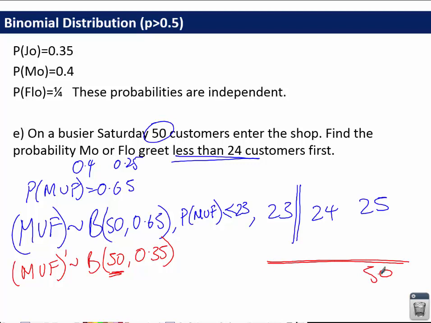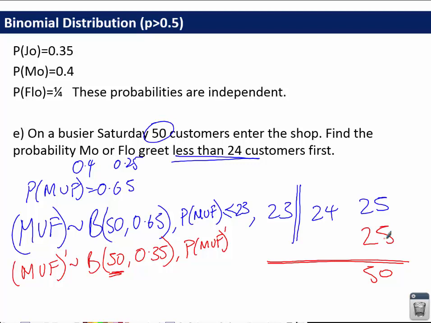So 50 trials occur here, and we know that 25 trials occur when Mo or Flo happens. When Mo or Flo does not happen, there must be how many, Mr. Rashid? For that one, there should be another 25. 25 and 25 gives us 50.